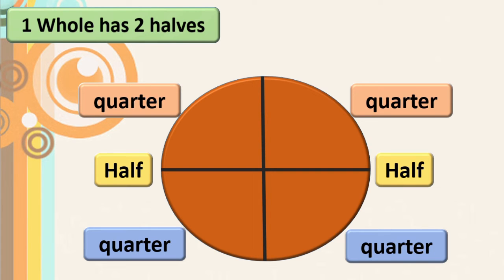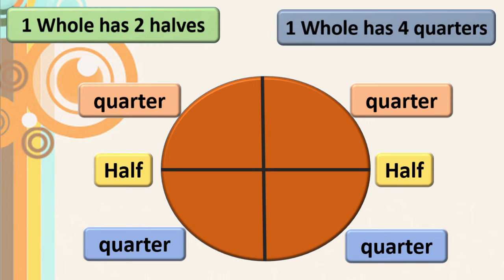It means from one whole, how many quarters do we get? We get 4 quarters. This is fixed. How? From one whole, we get 2 halves. That is fixed, isn't it? Like that only. From one whole, we get 4 quarters. Okay?